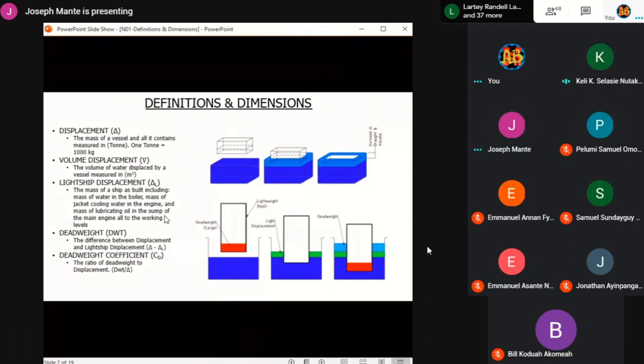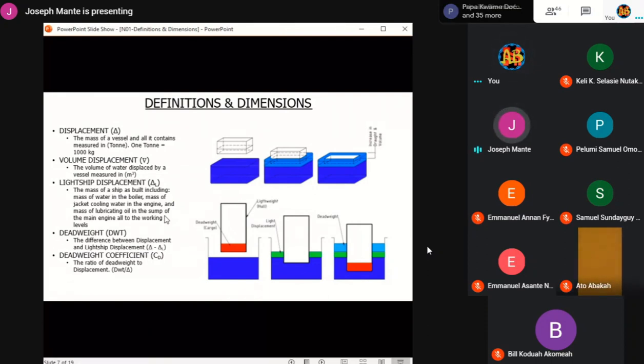We are saying that displacement is the mass of a vessel and all it contains, measured in tons. You have different types of ships, and we also know the materials the ships are made from. You can get steel, you can have FRP, you can have aluminium. Now you have to calculate for each weight. So the mass of a vessel and all it contains.